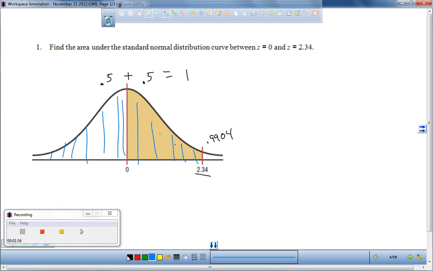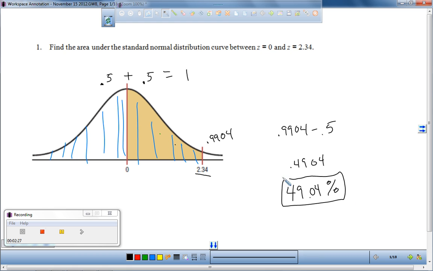So to come up with our area underneath the curve, we take the 0.9904 and subtract 0.5 from it. And so we end up with 0.4904. And we're going to write that as a percentage. So 49.04% of the distribution is between 0 and 2.34 of our graph. And so that's how we can do that using our z-table.